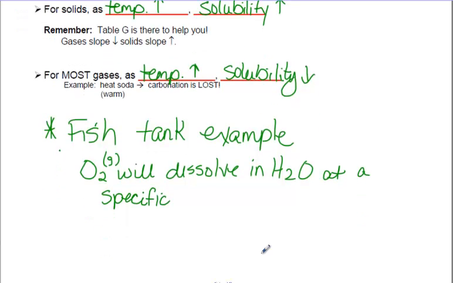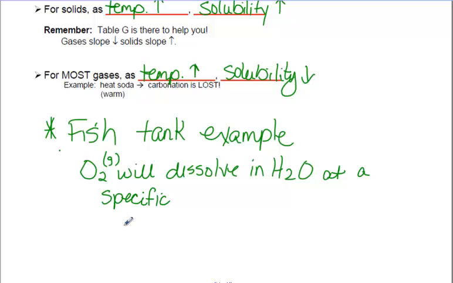Now, if we heat the water up, it's going to not allow the O2 to dissolve because the solubility is going to go down. The temperature goes up, and now that oxygen will not dissolve. There will be less oxygen in the water, so the fish will die. That's why it's important to keep the temperature of your fish tank consistent. As soon as it starts to get warm, you might see those fish dying.